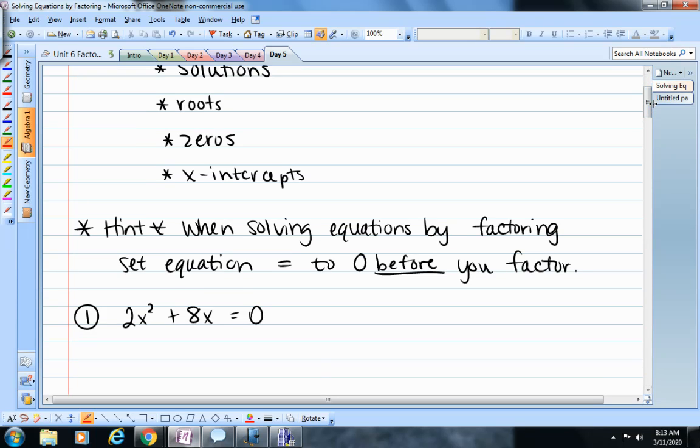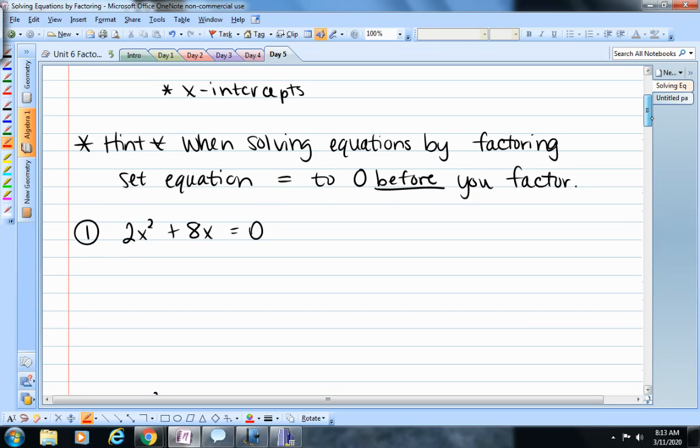So before we solve an equation by factoring, we want to make sure we are equal to 0. We don't want to be equal to any other number or variable. We want to be equal to 0. That is very important. So that's step number 1, is to get our equation equal to 0, and then we'll be ready to factor. Okay?